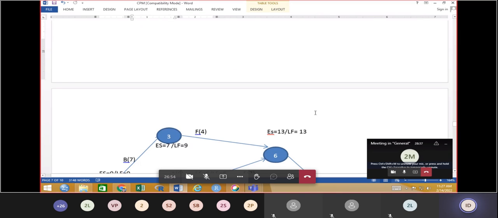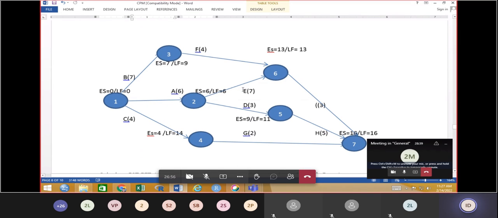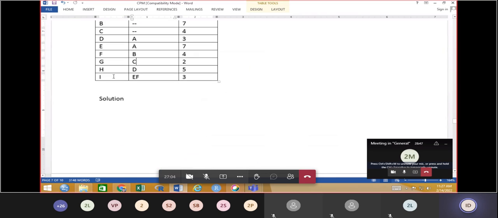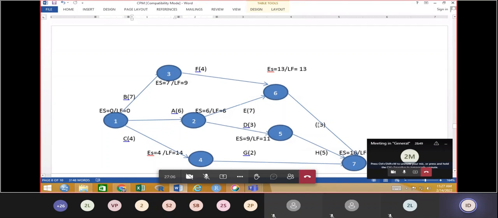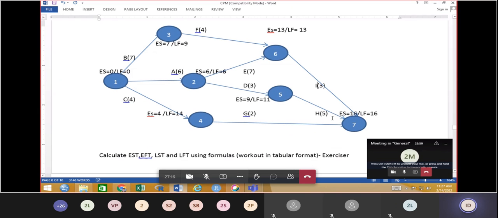From E and F, what is E? This is E and this is F. So from this node, an activity is created. What is that activity? The I activity is created, right? So here, this is the I activity. Okay, now the I activity is created, finish.